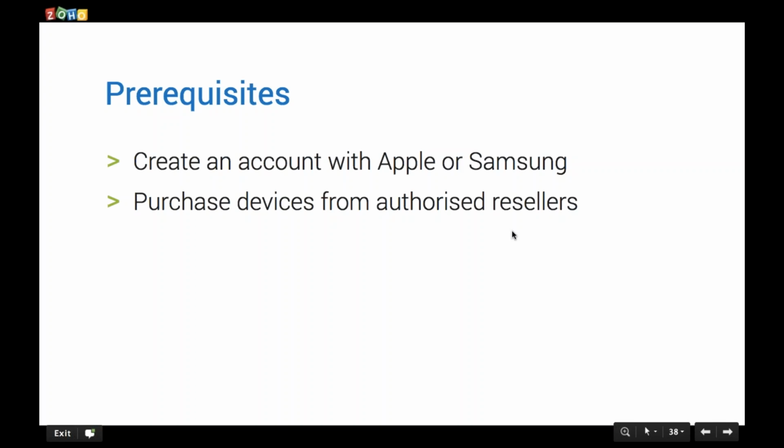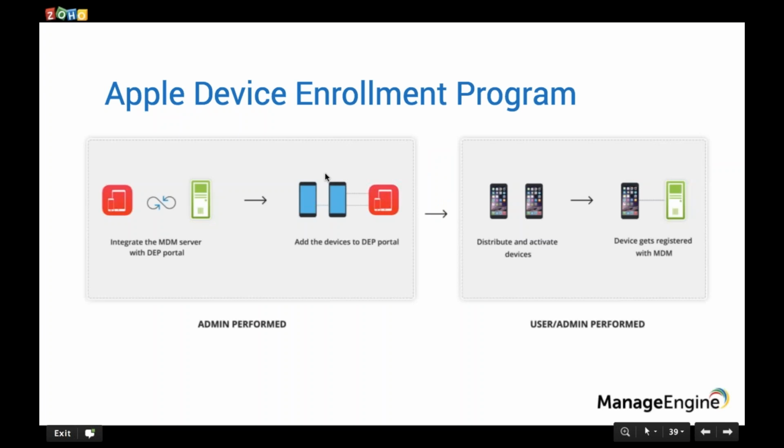So we will start off with how to automatically enroll iOS devices. So for that, we have the Apple Device Enrollment Program, or the Apple DEP method. In this case, the first thing that we have to do is to integrate our MDM server with the DEP portal. The next is to add our devices into the DEP portal. So basically, the DEP portal and our MDM server have already been integrated. So this essentially means that we are adding our devices into the MDM server itself.